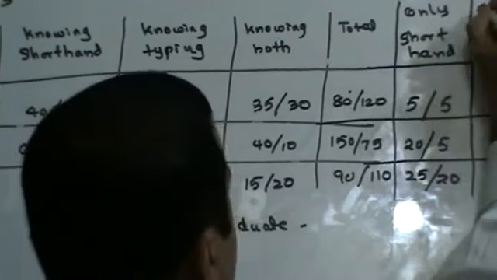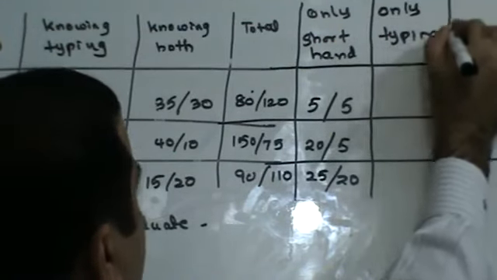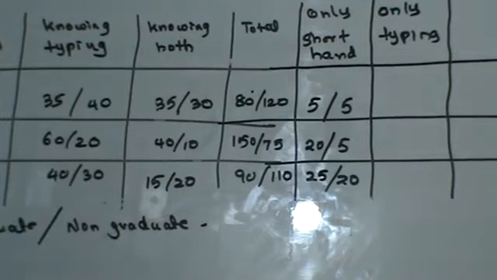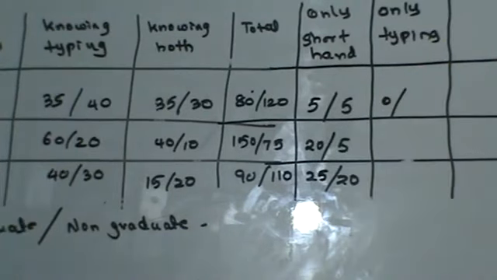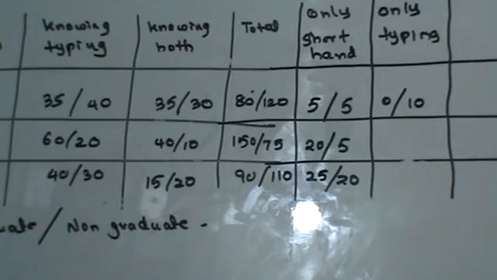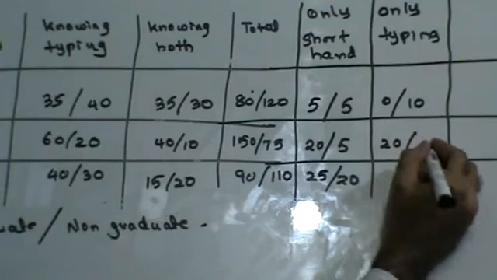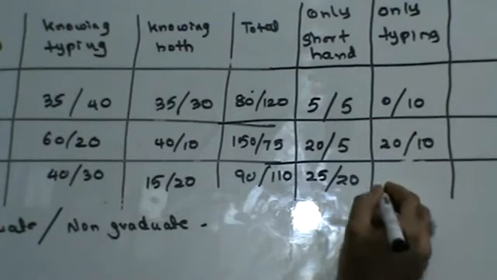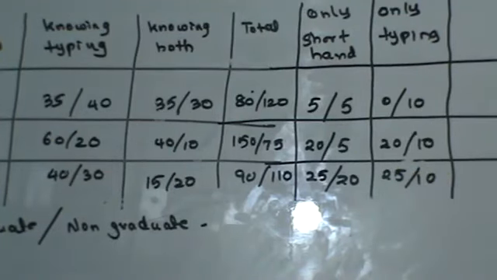Now I need to find out those who know only typing. Same logic I will use. There are 35 who know typing and 35 who know both. So there are 0 who know only typing. Similarly, there are 40 who know typing and 30 know both. So this will be 10. In the next age group, 60 and 40. So this will be 20 and 10, and this will be 25 and 10. Right?